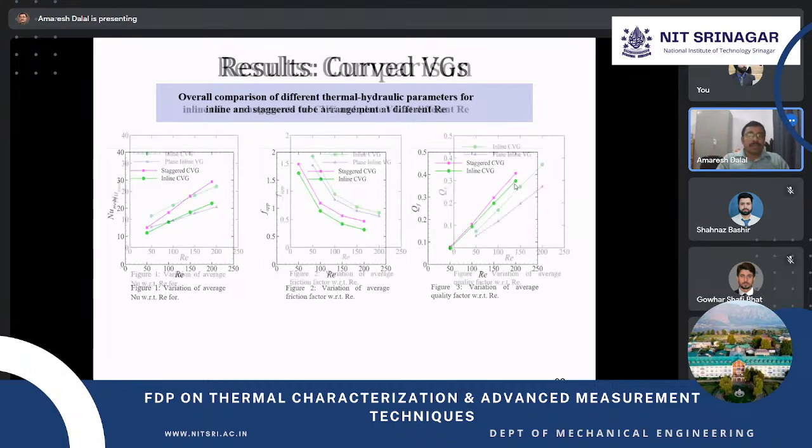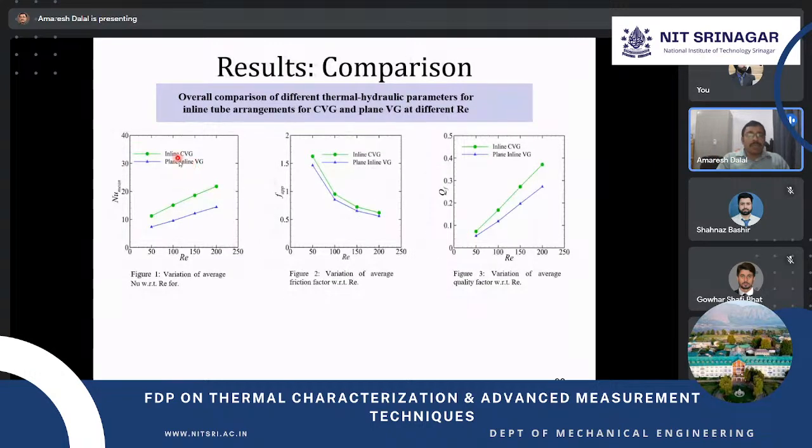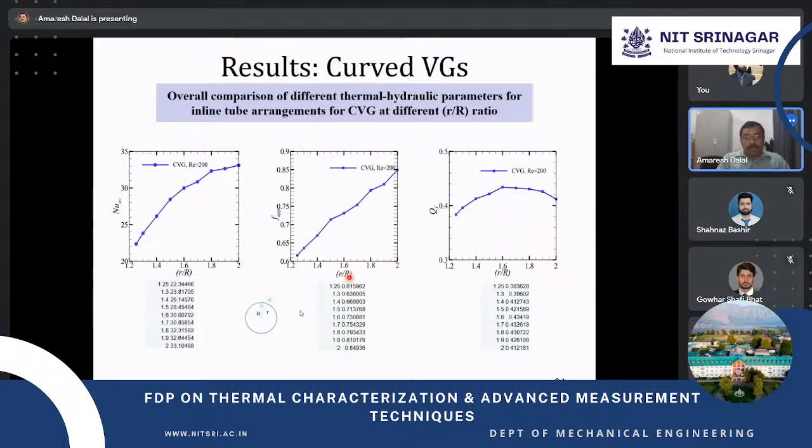Now you can see plain inline, inline with straight vortex generator, and inline with curved vortex generator. For the same Reynolds number and same configuration, except for using the straight versus the curved vortex generator, you can see that for the inline case the curved vortex generator gives very high heat transfer. You can see from here to here you are getting the jump. And the quality factor is also very high. At a particular low Reynolds number the difference is low, but as the Reynolds number increases, the difference increases.